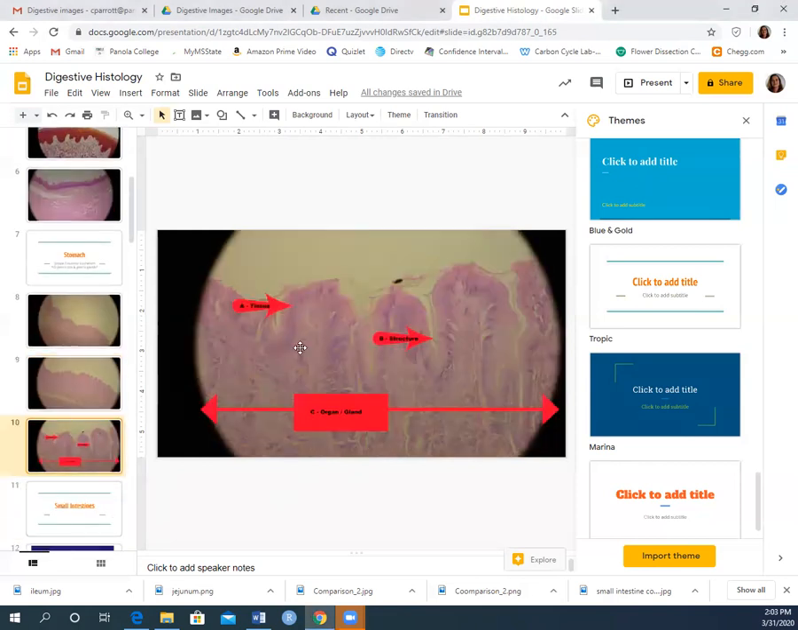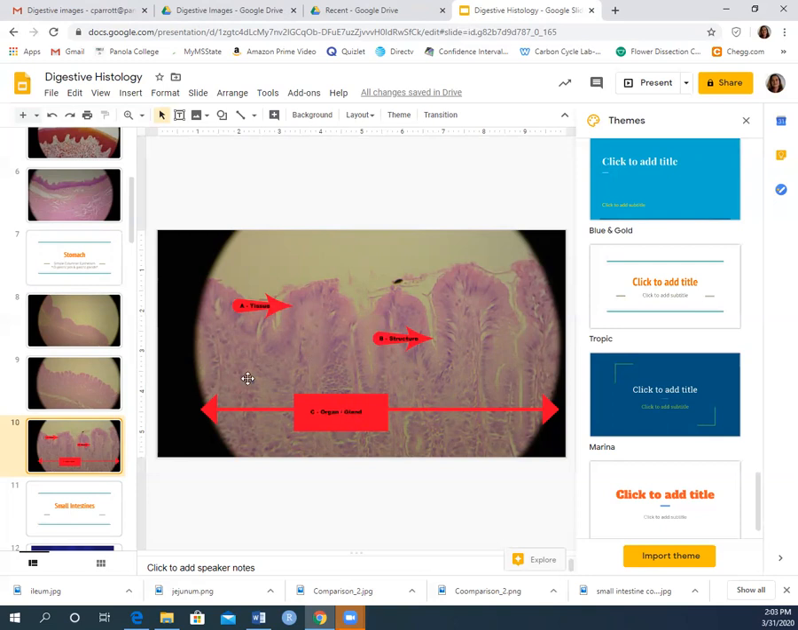Okay, so right here, this tissue is simple columnar. This is a gastric pit, that B arrow right there. And this is stomach, organ and gland. So A would be simple columnar, B would be gastric pits, and C would be stomach.